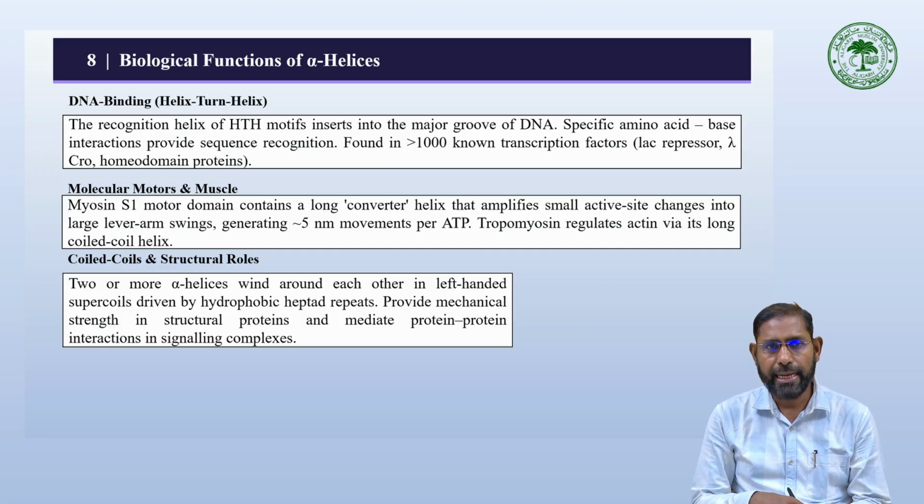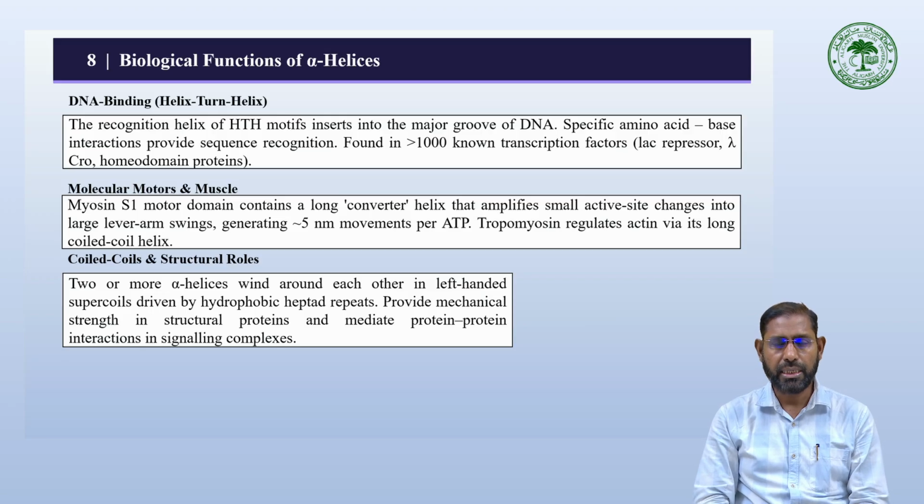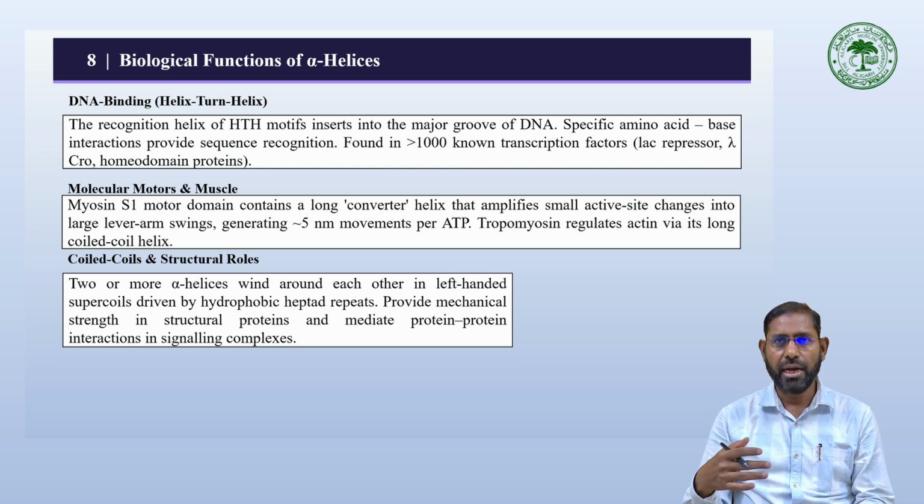It also helps in molecular motors and muscles. Myosin S1 has a domain which contains a converter helix that amplifies a small active site change into large lever arm swings, generating 5 nanometer movement per ATP. And also tropomyosin regulates actin via its long coiled-coil helix. This is the characteristic of tropomyosin.